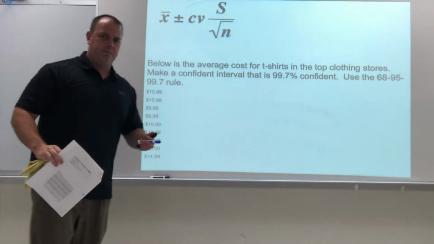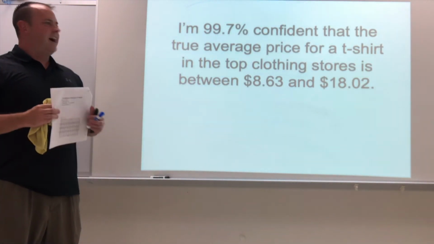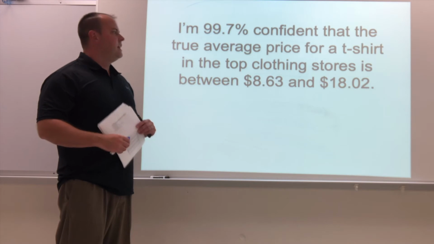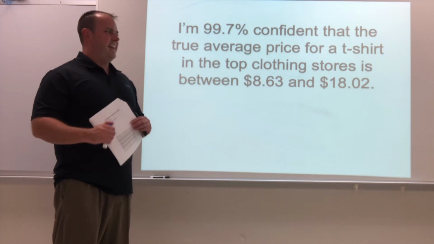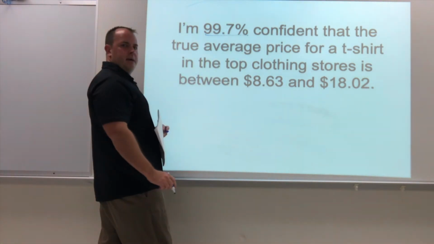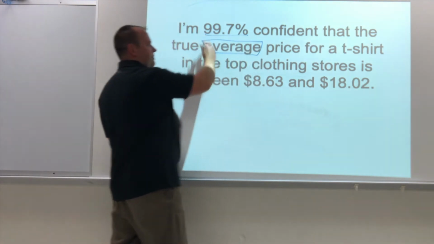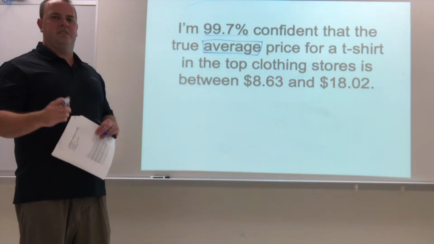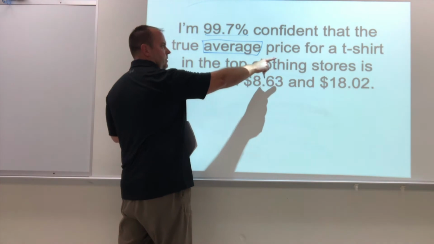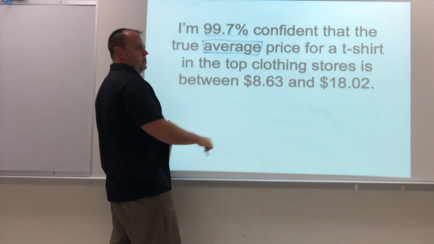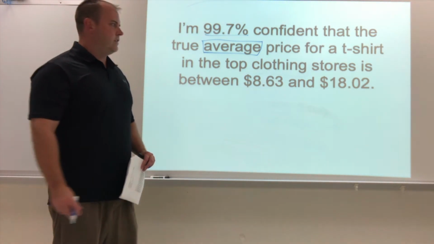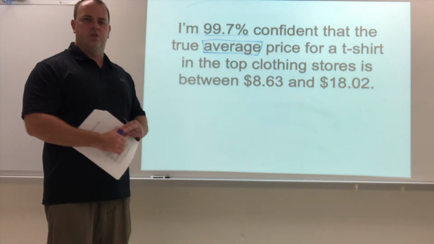Okay. And just like before with the confidence statement, I'm 99.7% confident that the true average price for a t-shirt in the top clothing store is between $8.63 and $18.02. And again, this time, still telling you how confident I am. This time it's the average price. You need to make sure you tell it what statistic it is. In this case, it was average, and we're looking at the price for t-shirts in the top clothing stores, and I rounded the money correctly. You talk about money in 2 decimal places, so I rounded to 2 decimal places, had my dollar signs so we can all see the correct unit.